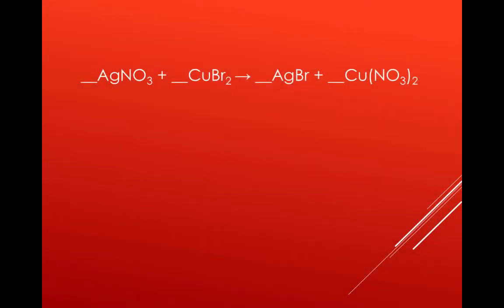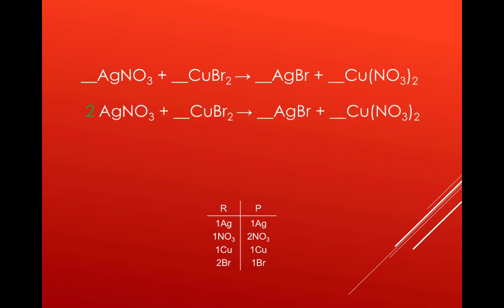Our last example is AgNO3 plus CuBr2 yielding AgBr plus Cu(NO3)2. Our table value shows 1 silver, 1 nitrate, 1 copper, 2 bromine on the reactant side, 1 silver, 2 nitrates, 1 copper, 1 bromine on the product side. I'll place a 2 in front of the AgNO3, and that changes our nitrates to 2, but also changes our silver to 2.